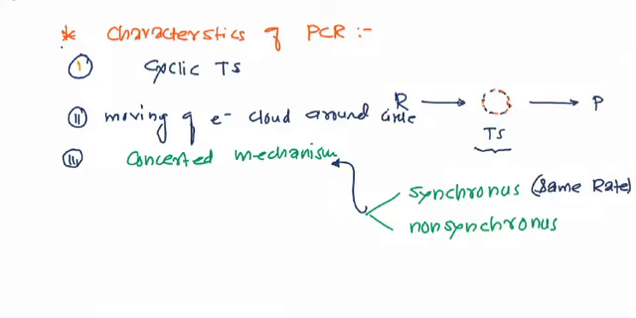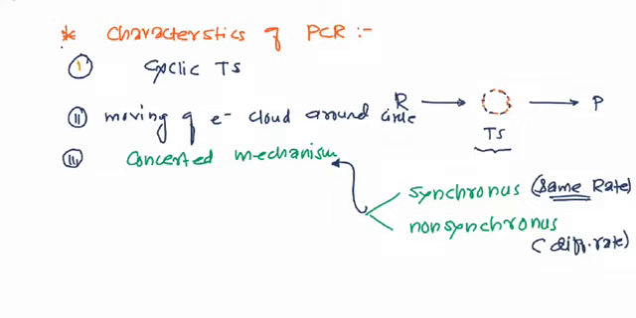When the rate of the breaking reaction and the rate of the making reaction are similar, that type of mechanism is the synchronous concerted mechanism. And what is a non-synchronous concerted mechanism? It is where the making and breaking reaction rates are different. So that is a different rate of making and breaking, and that phenomenon is called non-synchronous.